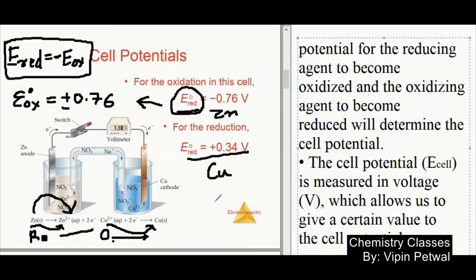Is that clear? So this is, so E cell, okay, E cell equal to E R minus E L.